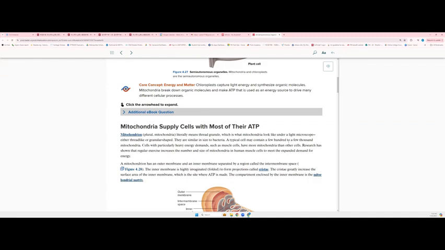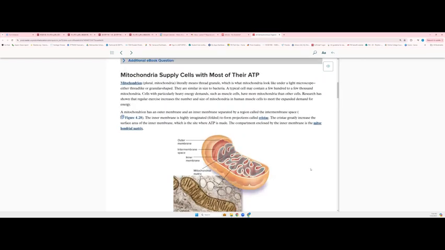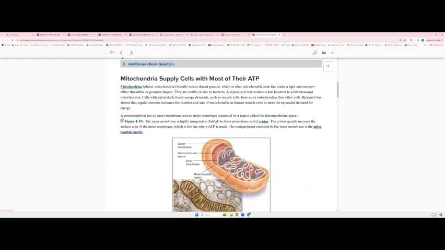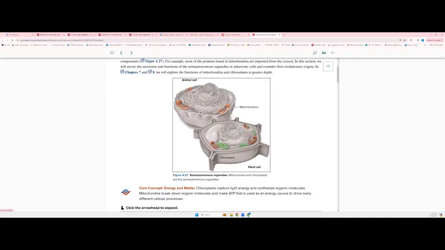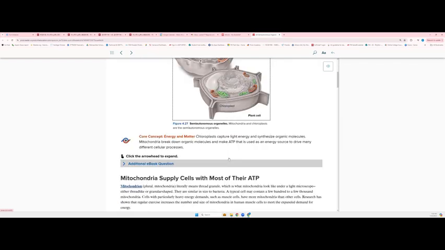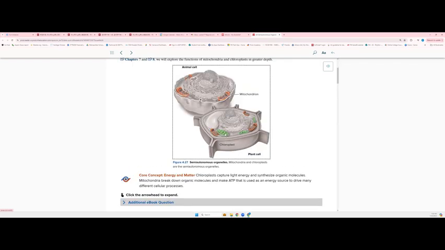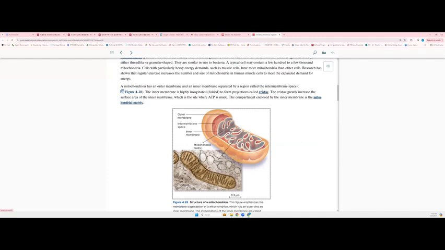Let's talk about the detailed structure of the mitochondria. Basically, this is the structure of the mitochondria. This is an animal cell. In this cell, this is where the mitochondria are located, somewhere here. This is a nucleus, and this is a chloroplast. But chloroplast only exists in a plant cell. It doesn't exist in animal cells.